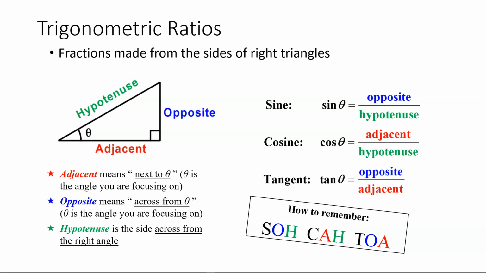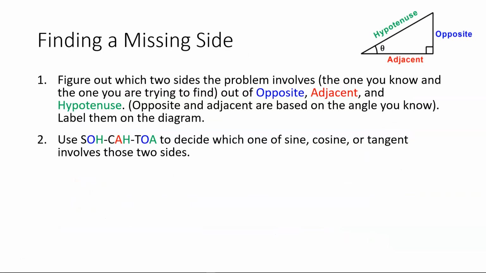So today we're going to be looking at how to find a missing side. So the first thing you want to do is figure out which of the two sides the problem involves. One of them will have a number on it. You will know how long one of the three sides is, and the other one will have an X or a Y or a Q or whatever. It'll have a variable. So it will be the one you're trying to figure out how long it is.